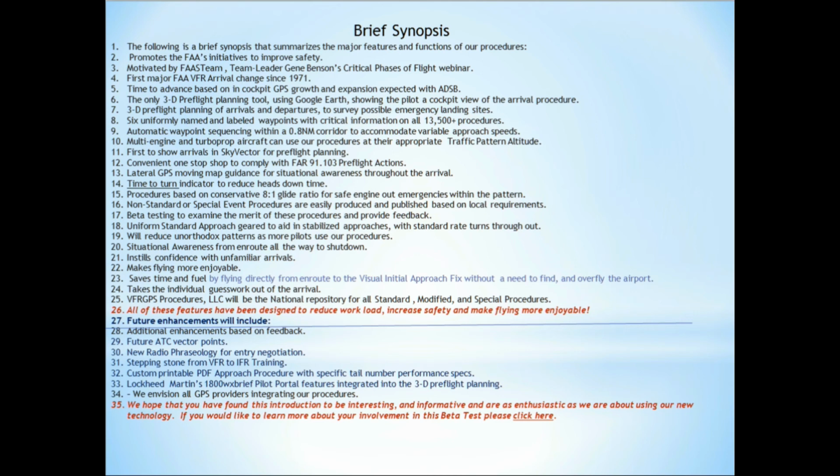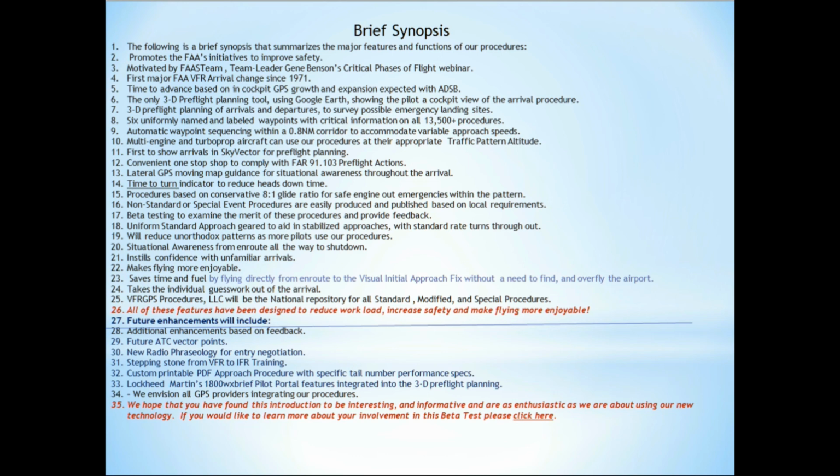Procedures are based on conservative 8-to-1 glide ratio for safe engine-out emergencies within the pattern. Non-standard or special event procedures are easily produced and published based on local requirements. Beta testing to examine the merit of these procedures and provide feedback. Uniform standard approach geared to aid in stabilized approaches with standard rate turns throughout. Will reduce unorthodox patterns as more pilots use our procedures.